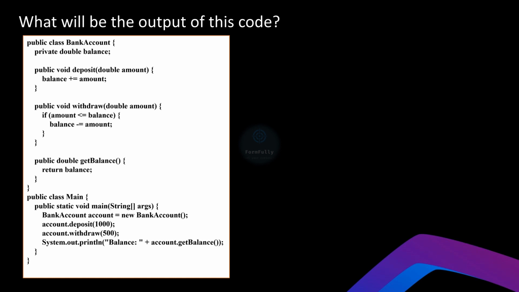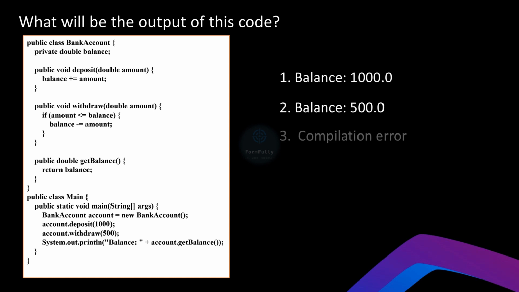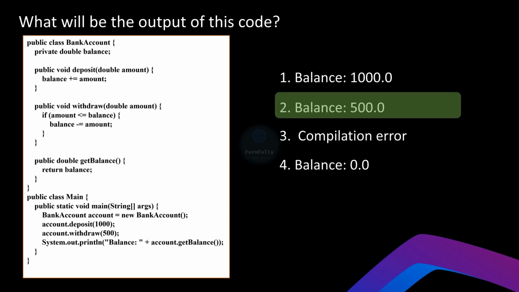Next snippet question. What will be the output of this code? So here are the options for this code. I will suggest first pause the video and think about the option. I hope you have found the correct option. The correct option is balance 500, because let's see the code.